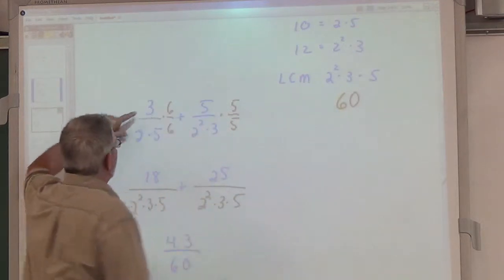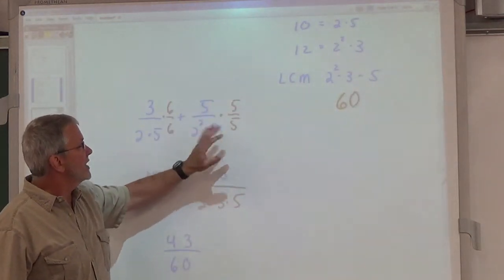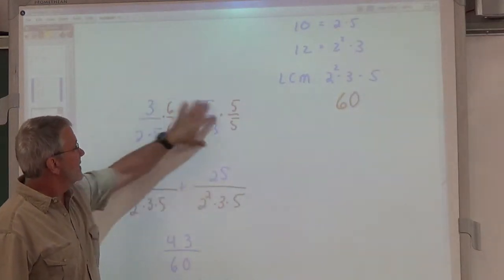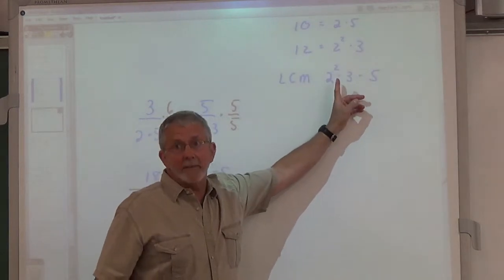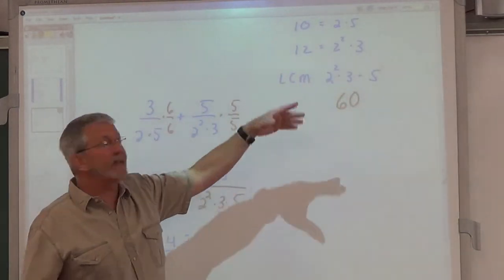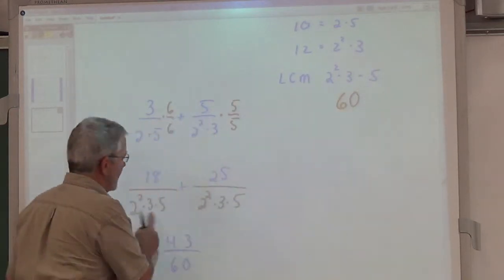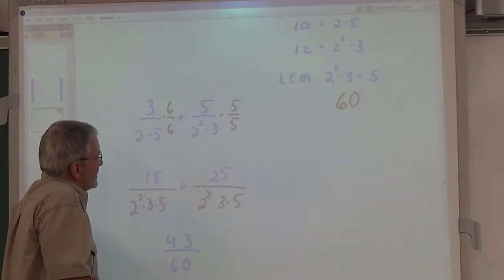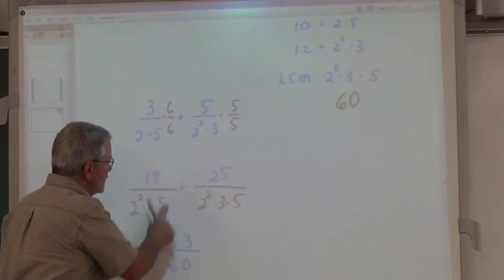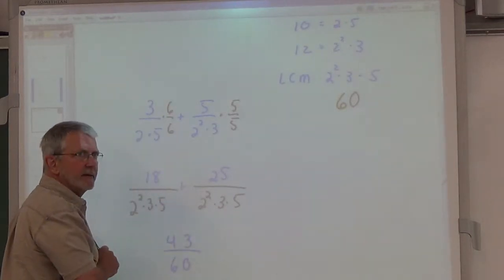So here's one I have. I have 3 over 2 times 5, which is 3/10, and 5 over 2 squared times 3, which is 5 over 12. And I'm going to add them together. Well, here's the least common multiple, the common denominator. The least common multiple of 10 and 12 is 60, or 2 squared times 3 times 5, right there. And so now this is going to be the common denominator, and I'm going to ask myself a question. What does this one have that this one doesn't?